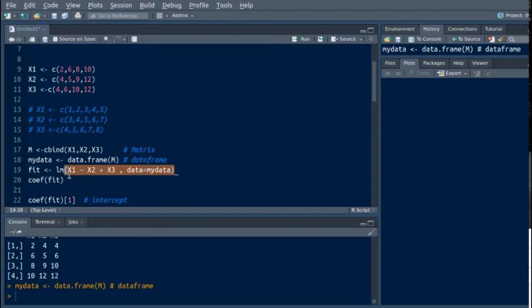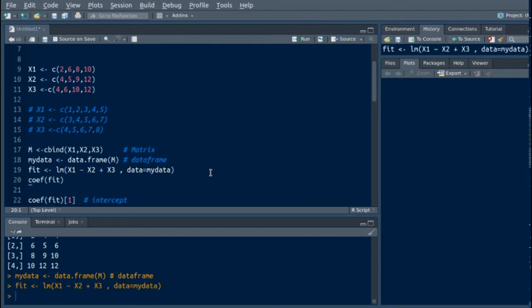This one, and then x1 tilde x2 plus x3. Unlike in the previous video, where we had one independent variable, here we have two independent variables. So we are doing multiple regression here. Run it, and we find the coefficients. I call this model fit, and we find the coefficients of the fit.